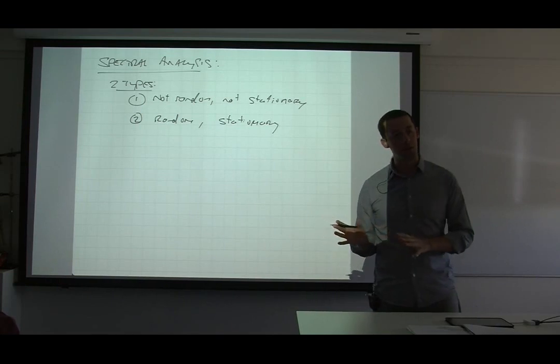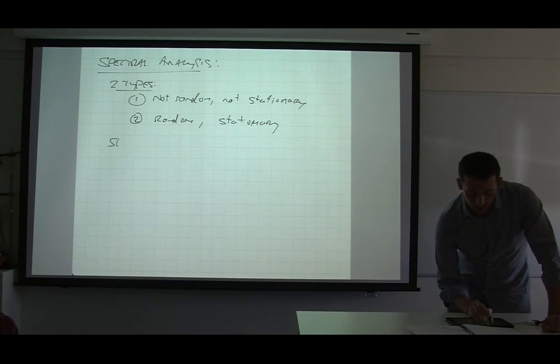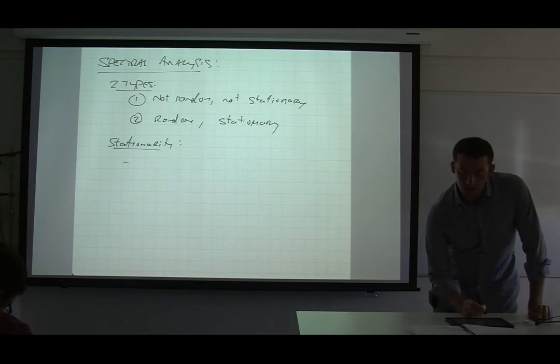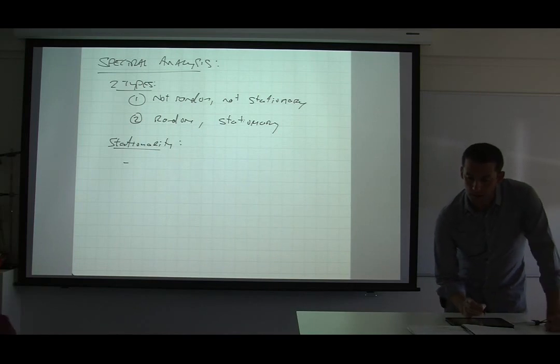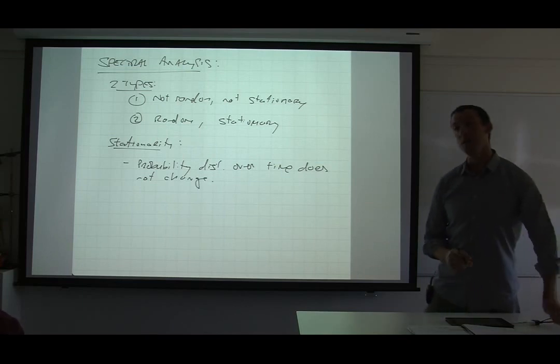We could spend a whole lecture talking about stationarity. It's a property of random signals, stochastic signals, but I'll just give you a sense of it. Stationarity. So a kind of crude definition would be that the probability distribution over time does not change. And that's a very superficial way of explaining it to you.